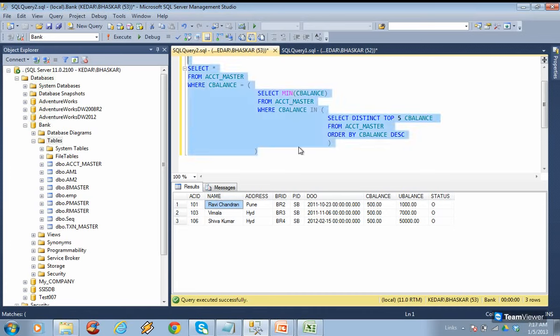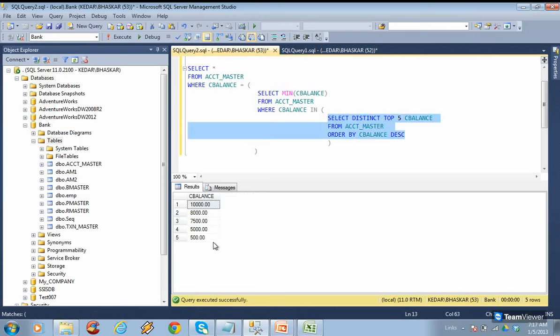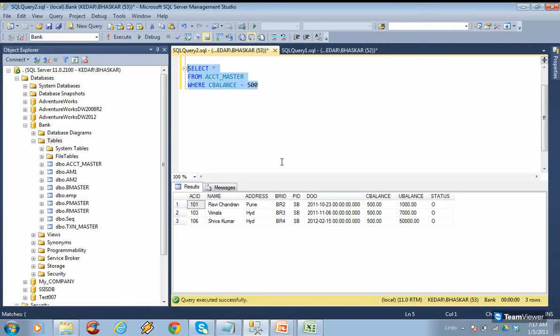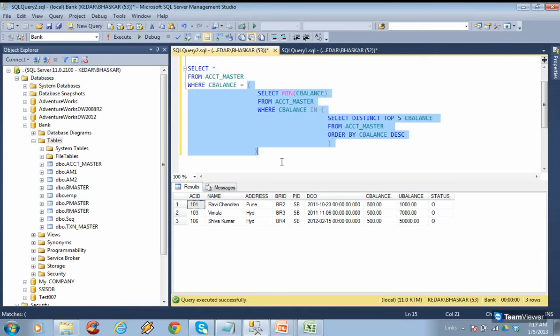Now read the top 5 rows. Out of the top 5 rows, what is the minimum? It will give you the minimum as 500 rupees. Now, whoever is having 500 rupees, you remove all these things, then you put 500 here. That's it, you would understand. Select star from account master where C balance equals 500, get the name. That's it, a very simple query. Now you have repeated. That's it, nothing else.